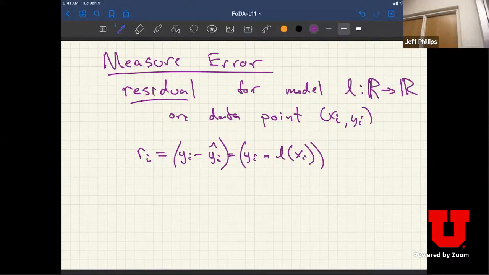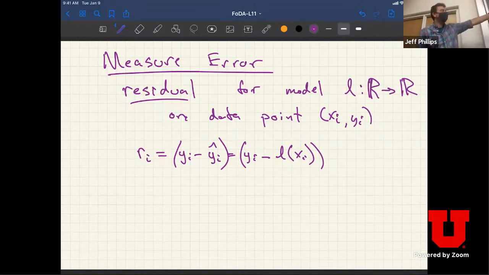This residual is how we measure the error. It's the difference between the true y value that we have observed and the y hat value, which is the one predicted from the model. We can write the model as this function that maps from the x value onto the y value. We'll call this L because it's going to be a line. This is how we'll measure the error of just one data point. The reason we want to measure error is because we're making predictions. We want to say how good this prediction is on the data I have. If I have a data value xi, yi, I want to know how good it was on that data point.